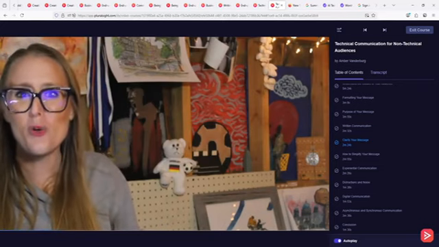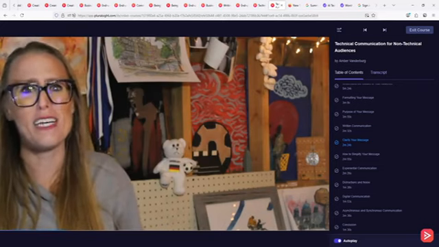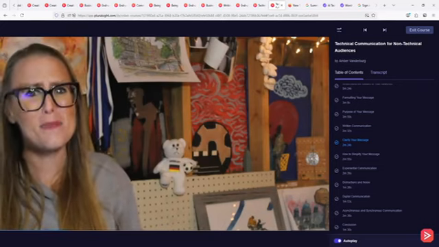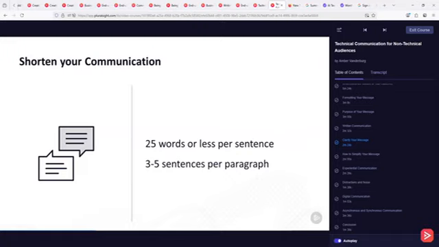There are times when shortened communication is more effective, and sometimes it's better to expand on your meaning. Here are some ways to consider effectively shortening or simplifying your message. First, use shorter sentences. Short means 25 words or less. Short sentences. Also, use shorter paragraphs. Don't include more than 3 to 5 sentences in a paragraph in your written communication.